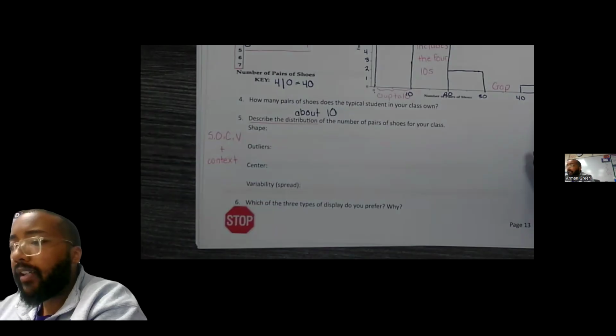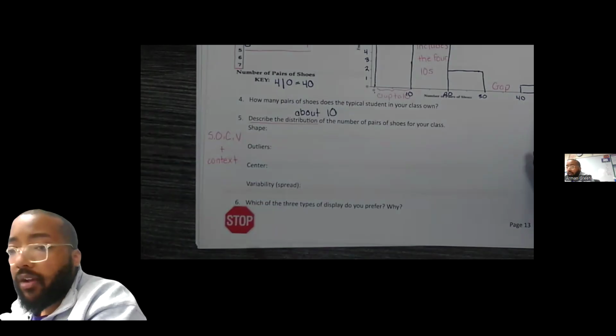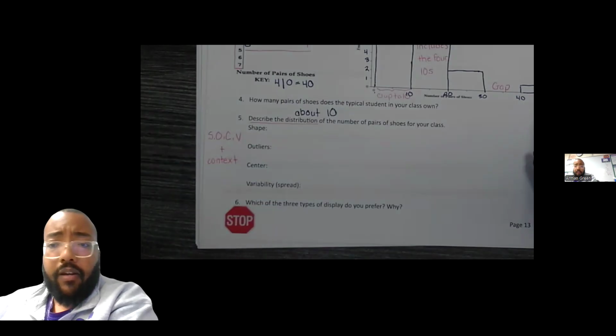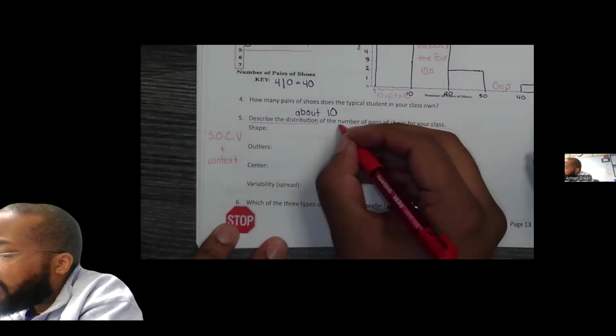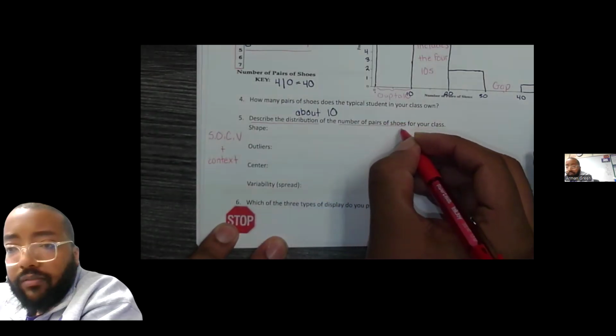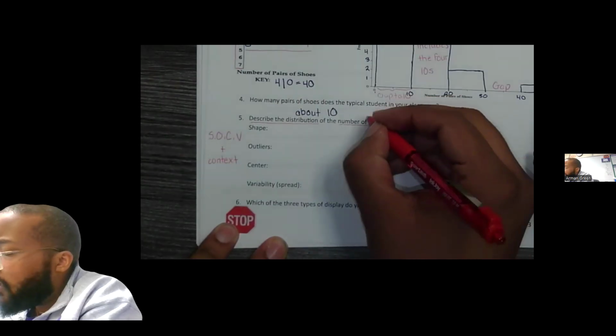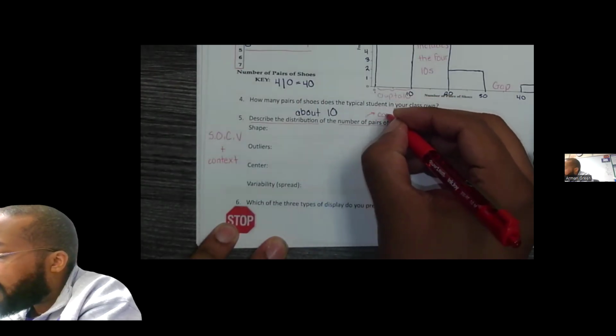So what do I mean by context? Well, what are we talking about in this example here? In this problem, we are talking about the number of shoes, or pairs of shoes. So this is your context.